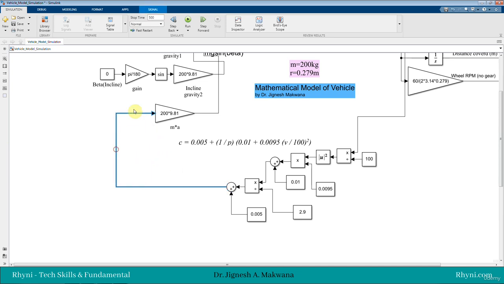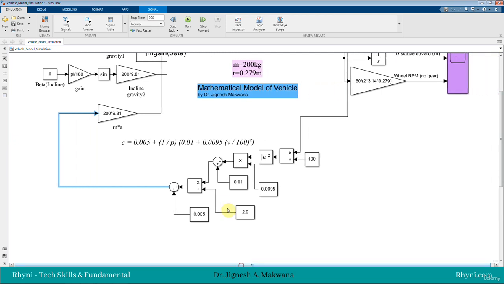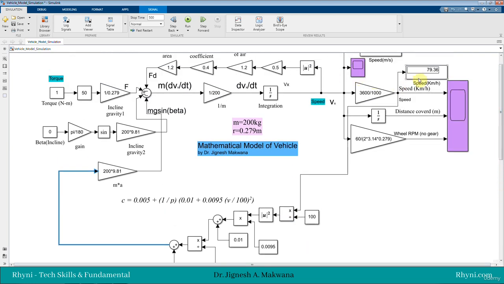So now the rolling resistance is not constant, but depends upon rho, which is currently 2.9 bar, and speed, which will depend upon our simulation. So starting it will be 0, and as speed increases, our rolling resistance coefficient will also change. We can add one display also to have the final rolling resistance coefficient, so that we can have an idea about it.